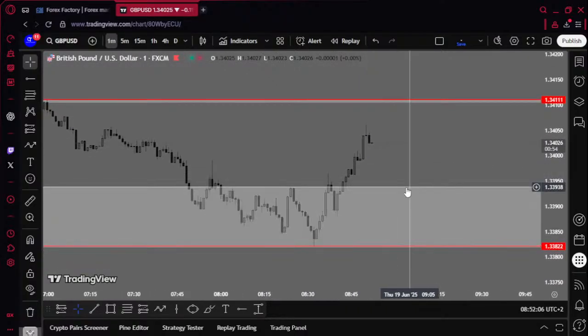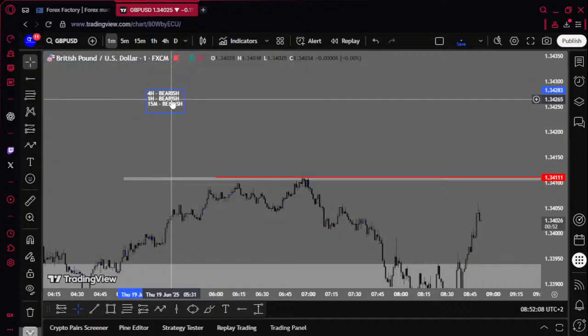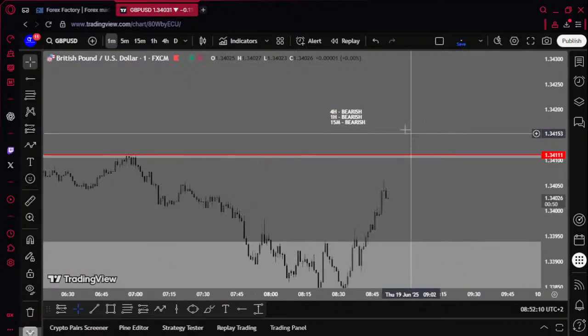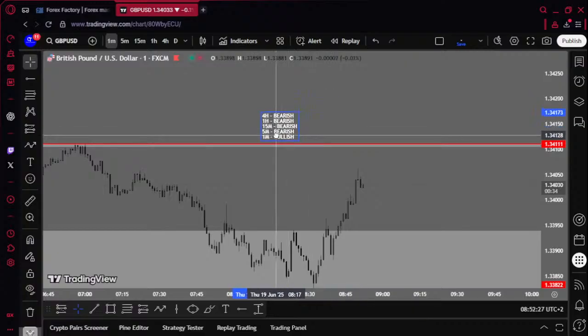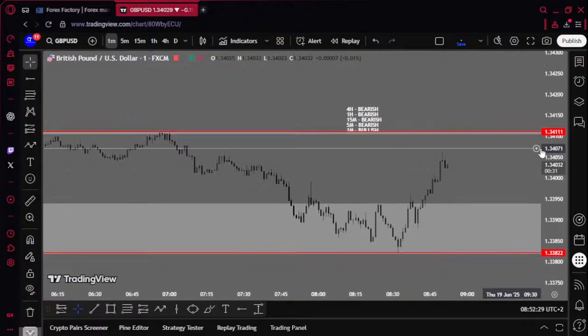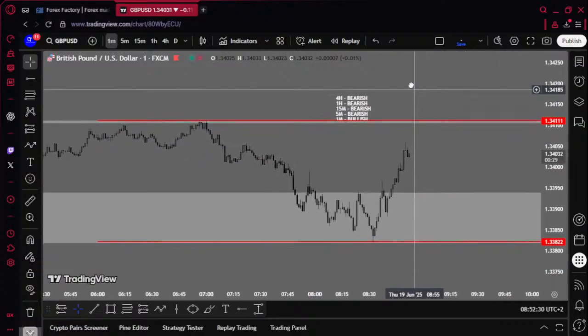And then the 1-minute is going to be, let me just write down, 5-minute is bearish, and then the 1-minute is bullish. But the 1-minute does not matter as much. I only use the 1-minute for my added positions.